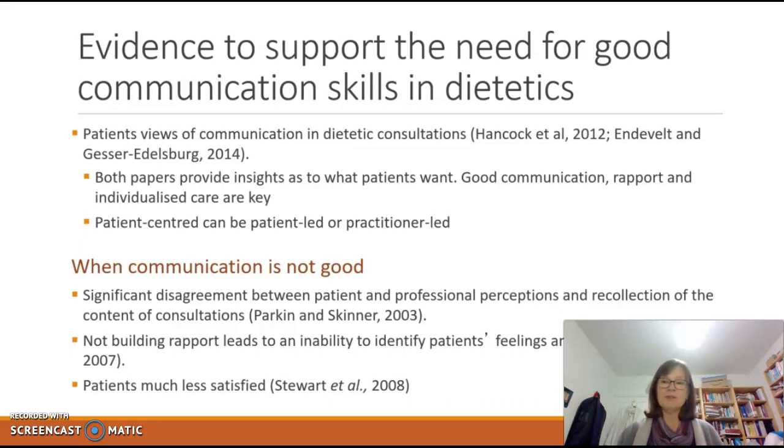And the Stewart paper is about satisfaction. People are much less satisfied if they haven't had good communication with us. It's really important that patients leave with clear and accurate understanding of what they're meant to do. And just think, what could happen if there's disagreement? Think that through. If patients aren't going to voice their concerns, what's going to happen? And what happens when they're not satisfied?